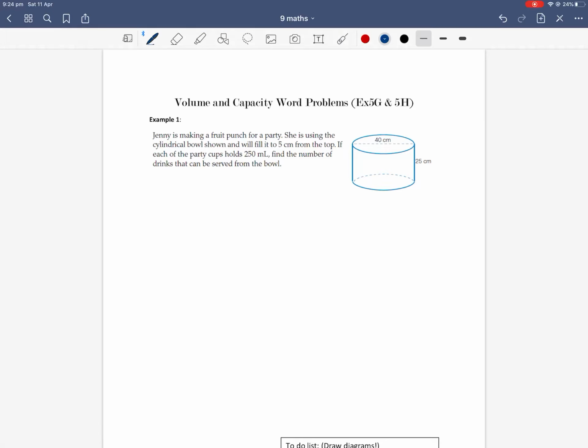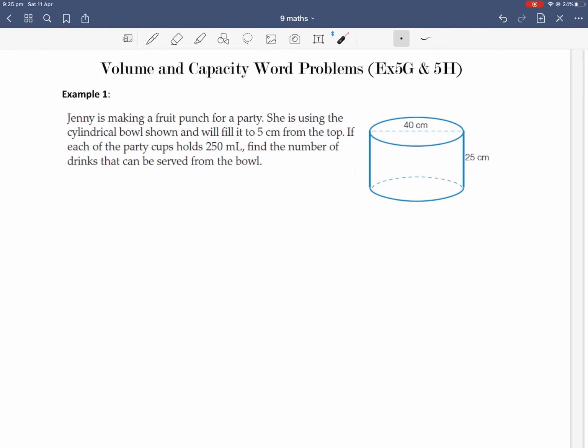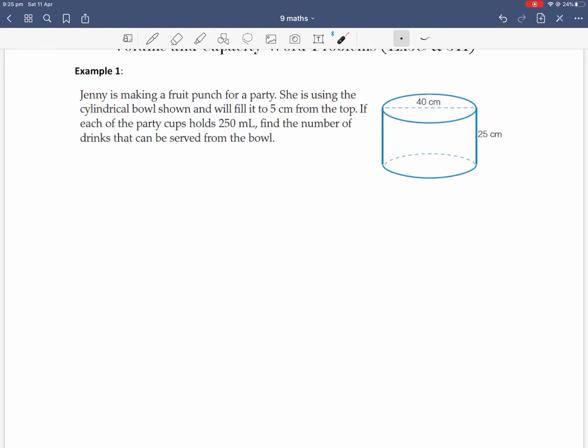How are you? Today we're going to look at volume and capacity word problems. Jenny is making a fruit punch for a party. She's using the cylindrical bowl shown and will fill it to 5 centimeters from the top. If each of the party cups hold 250 milliliters, find the number of drinks that can be served from the bowl. Okay, let's do a bit of highlighting, see what important information we have.